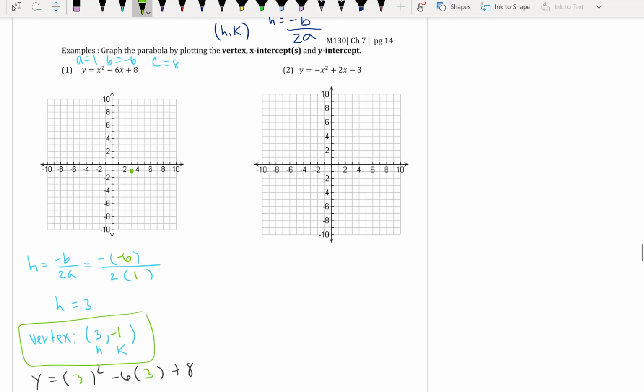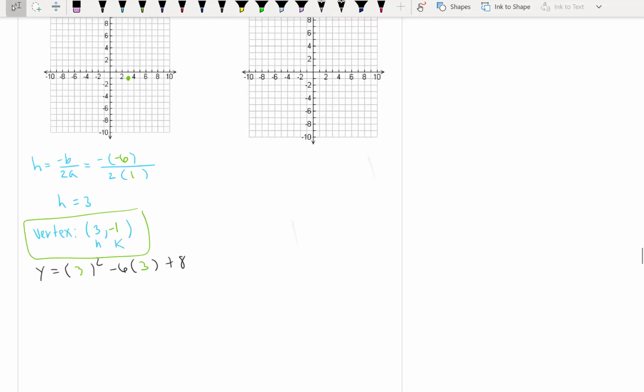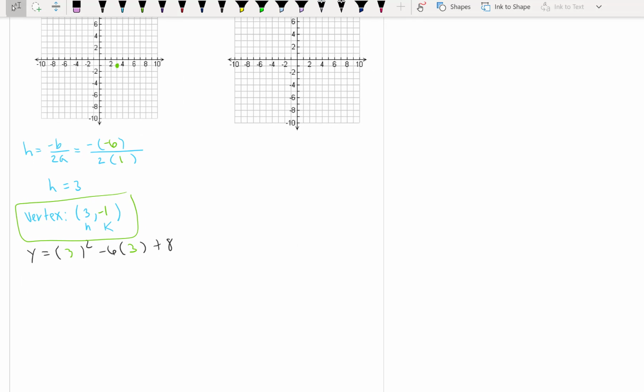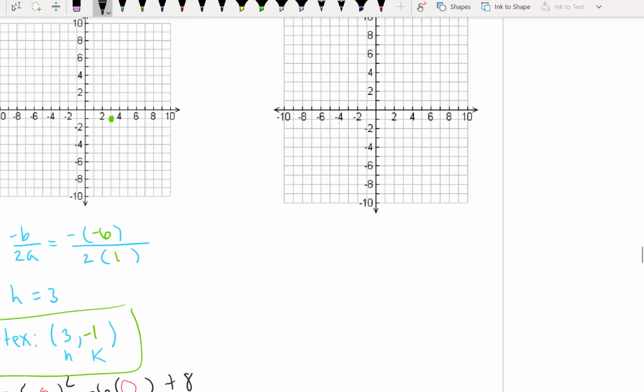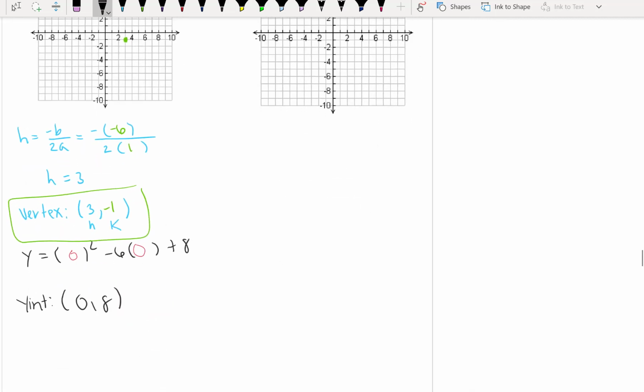Now it says to also graph the x-intercept and the y-intercept. So if I am looking for the y-intercept, that's when I let the x value be 0. So if I'm plugging in 0 now for the x, I get a positive 8. So I have 0, comma, positive 8. So that is my y-intercept.